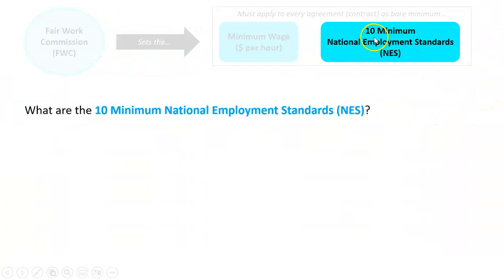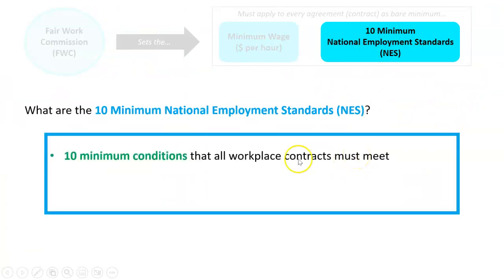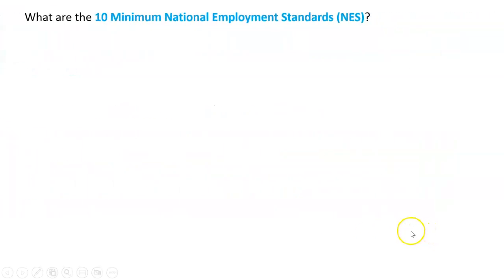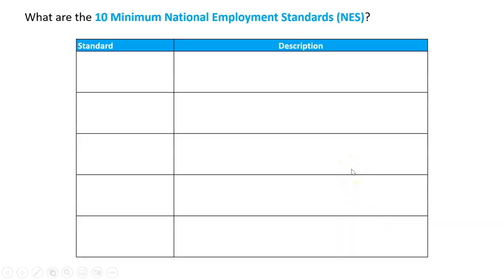What about these 10 minimum national employment standards? What are they? Well, they're 10 minimum conditions that all workplace contracts must meet. There are no exceptions. An employment contract can have other conditions outside the 10, but must include the 10 standards as a bare minimum. It's kind of like the rights enshrined for every worker in 10 standards. Now, we do not need to know these, so it's not like you're going to get asked about them. It would be good if you could talk about them, but they're just background information for when we look at the different types of agreements or contracts in the next video.